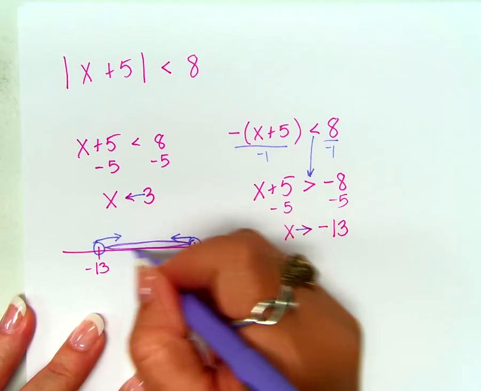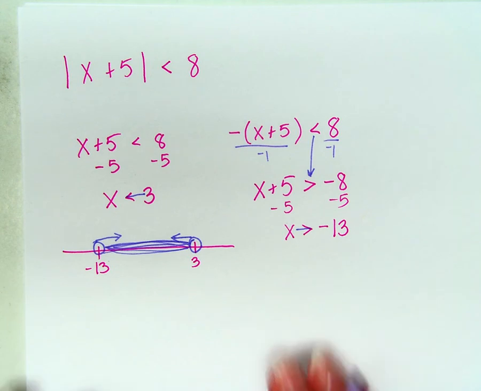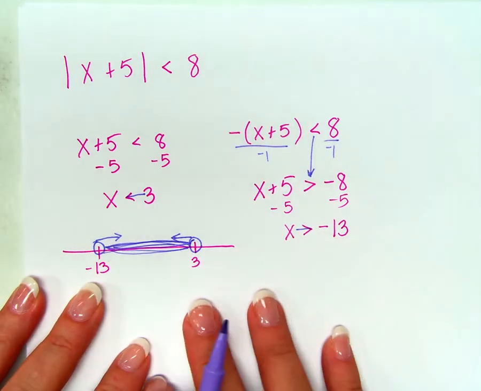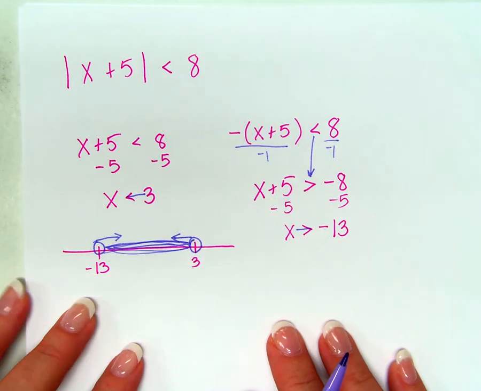Every single number in between negative 13 and 3 is an answer. Including like negative 12 and 1 and negative 2 and negative 2.63748. So there's really a whole ton of answers in between there, right? So that's what we're doing today. We're not doing equations today, we're doing inequalities today.